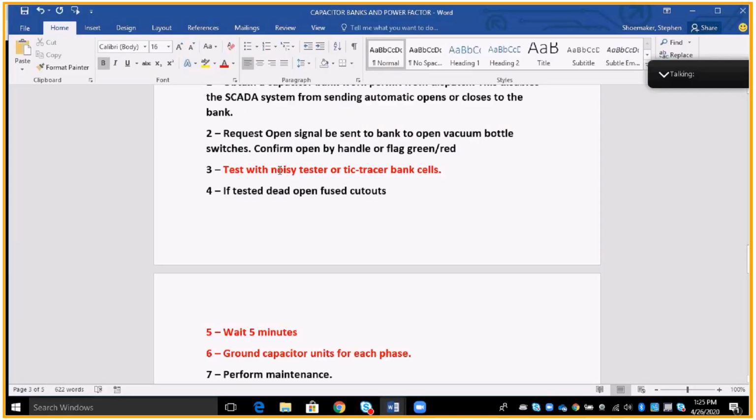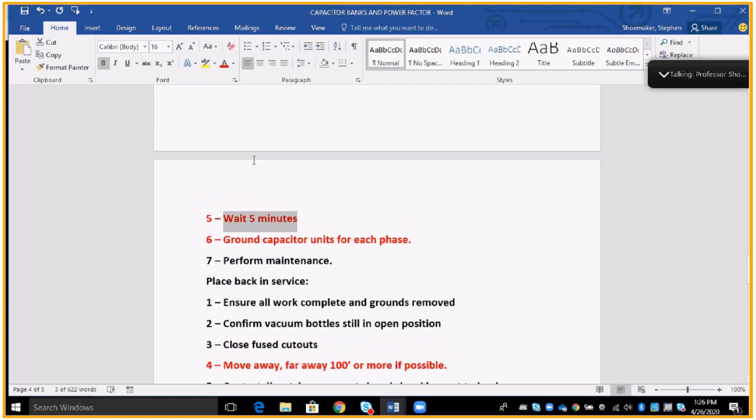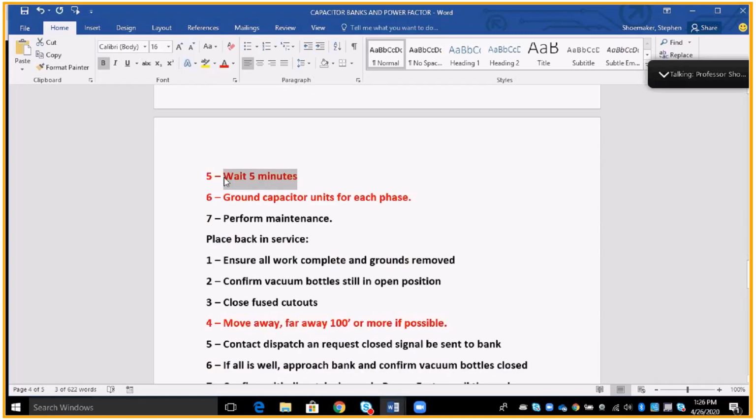If tested dead, open fuse cutouts. Number 5, and you'll notice these things in red. Wait 5 minutes. What does a capacitor do? Both a small one and one on a utility system, it holds a capacitance charge. We got to wait for that charge and those plates inside those capacitor cells to bleed off and balance off to ground. So we're going to wait 5 minutes before we do that.